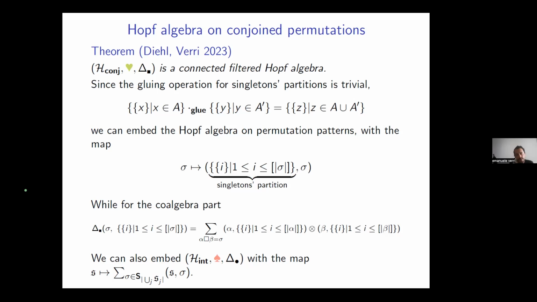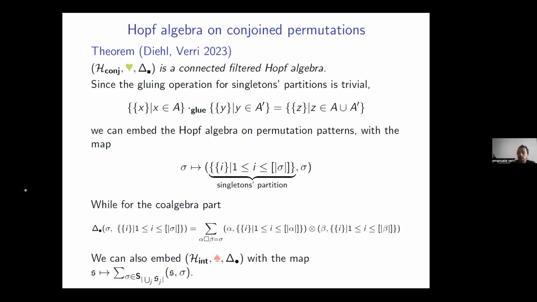It's interesting to see, on this slide, the first part is really this Hopf algebra statement. Then we want to see if we can, for example, embed the Hopf algebra on permutation patterns in our Hopf algebra, and indeed we can, because the singleton partition trivializes whenever we consider singletons. So the gluing becomes a simple operation. It's just the singleton partitions of the union of the underlying set. And so we can embed the Hopf algebra on permutation patterns simply by sending permutations to the singleton partitions and the permutation itself.